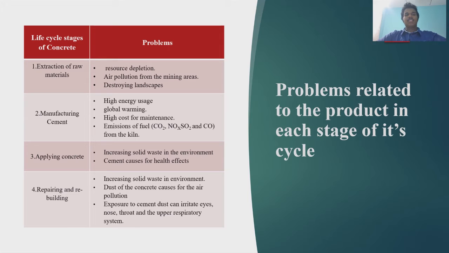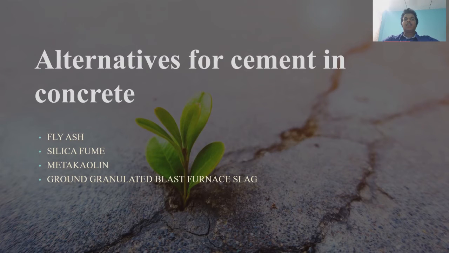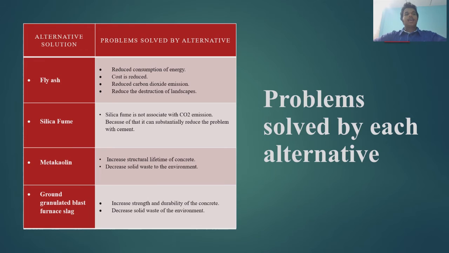Increasing solid waste in the environment and health effects by dust are the main problems that occurred in the third and fourth stages. By considering alternatives for concrete, we could find several solutions for that. They are fly ash, silica fume, metakaolin and ground granulated blast furnace slag. Then we found out how we can solve these problems by using each alternative.